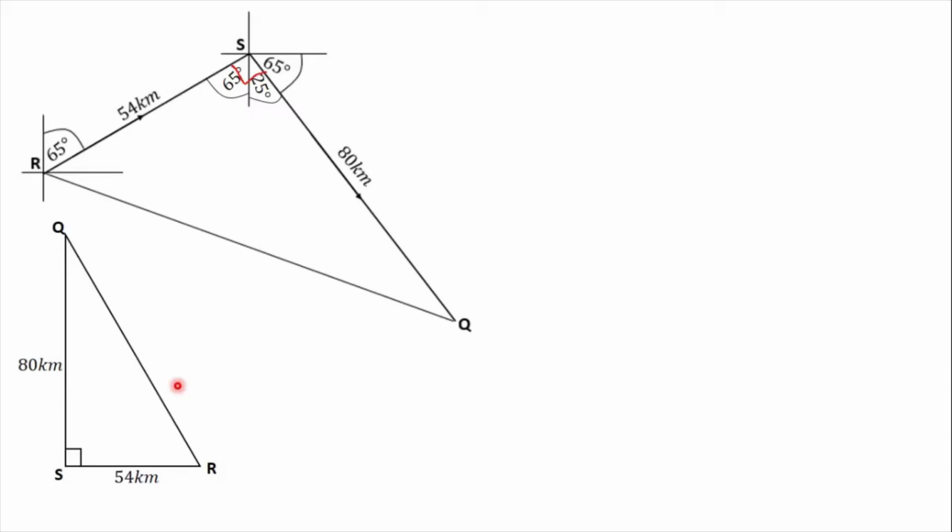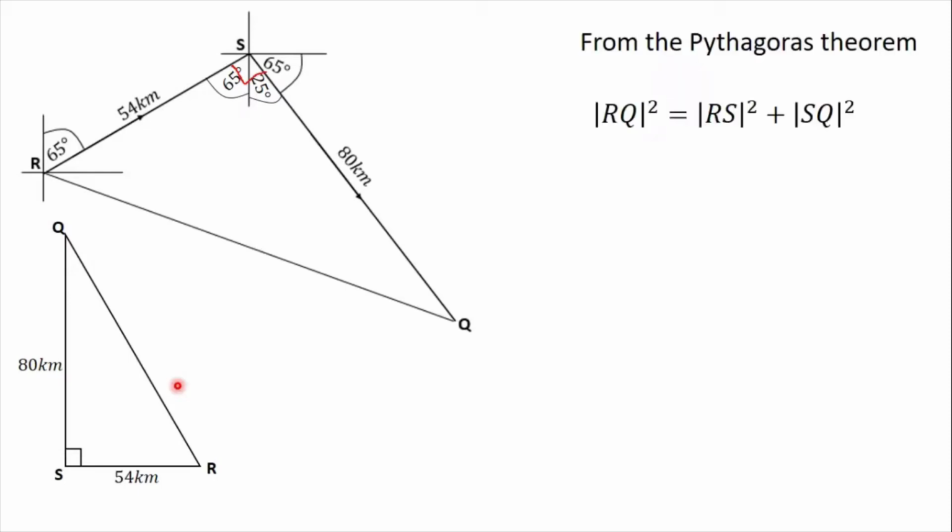In the video on trigonometry, we explained the Pythagoras theorem. We are going to use the knowledge that we got from Pythagoras theorem under trigonometry to solve this question. We know from the Pythagoras theorem that the square of the hypotenuse, or the longest side, is equal to the sum of the squares of the other two sides.